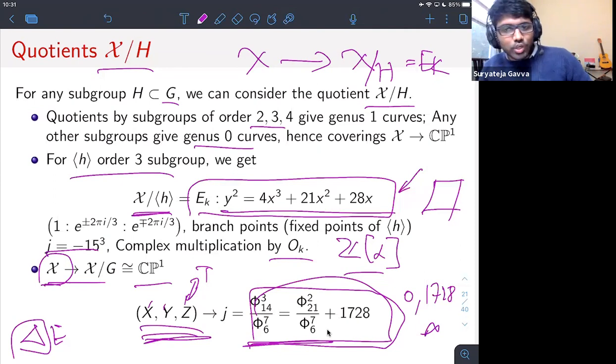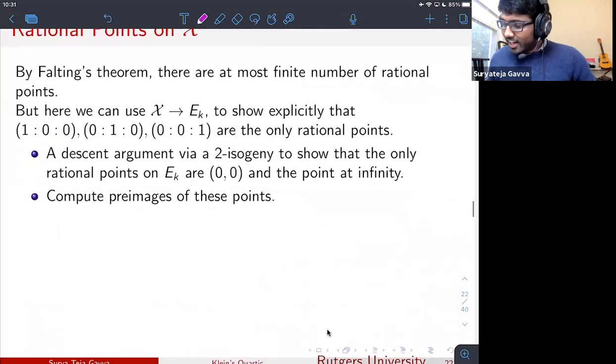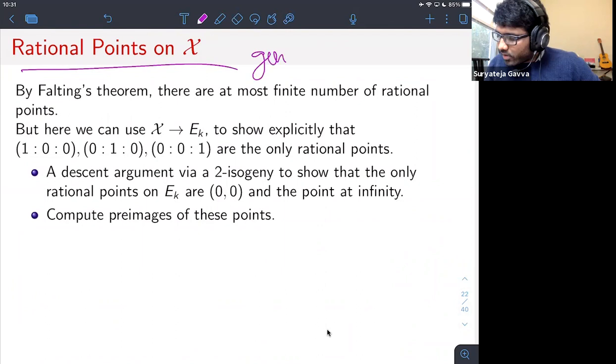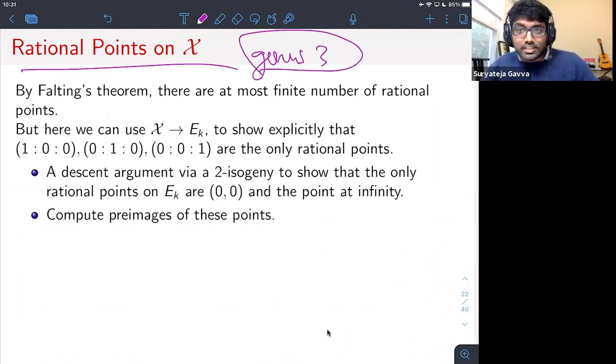Okay, so anyway, from the curve you have all these interesting maps. Now I'll show some actual real arithmetic application of that map. So you want to understand rational points on this curve. This curve is of genus 3, right? In general, it's really hard to understand rational points on a genus 3 curve, like how do you compute them. But Faltings' theorem tells you that there are finitely many rational points. We can't determine what those points are, but you know that there are finitely many points.